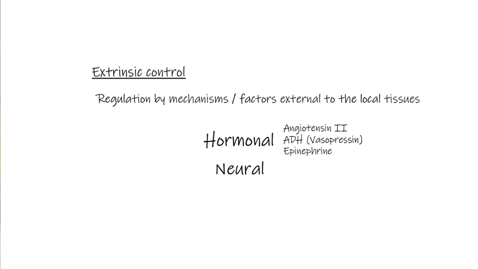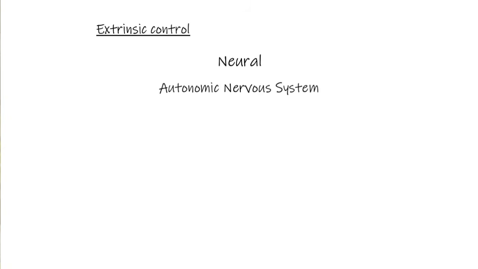When we say extrinsic, we mean the signal originates outside the local tissue. Extrinsic control includes hormones and neural input from the autonomic nervous system. We haven't discussed all the relevant hormones yet, so I'll list a few here for completeness' sake. The key point for now is that circulating hormones can act on vascular smooth muscle and alter vascular resistance.